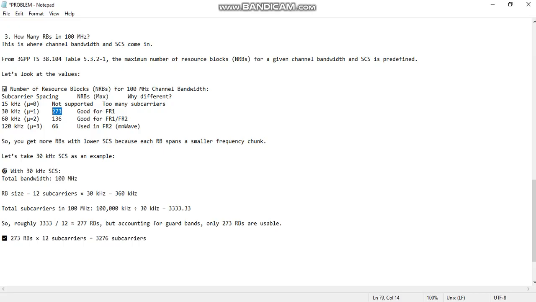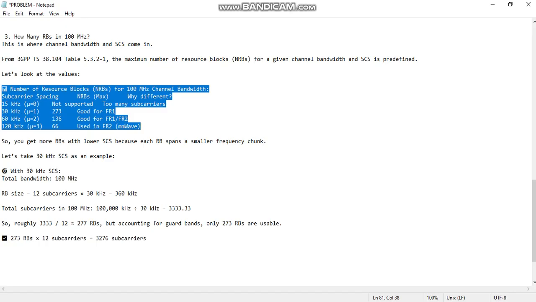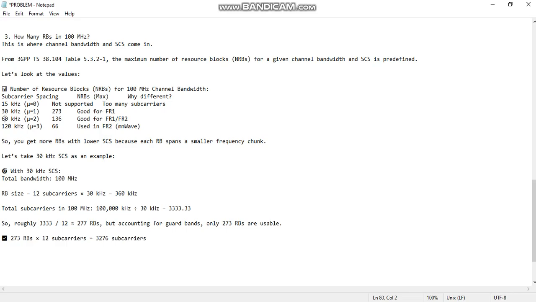So for 30 kilohertz, mu 1, it is 273, which is good for the FR1 band. For 60 kilohertz, mu equal to 2, it is 136 resource blocks, which is good for both FR1 and FR2. For 120 kilohertz, mu equal to 3, it is 66 resource blocks, which is good for FR2 millimeter wave. We have to have knowledge of this table, and with this table we'll be able to find the number of rows and columns.